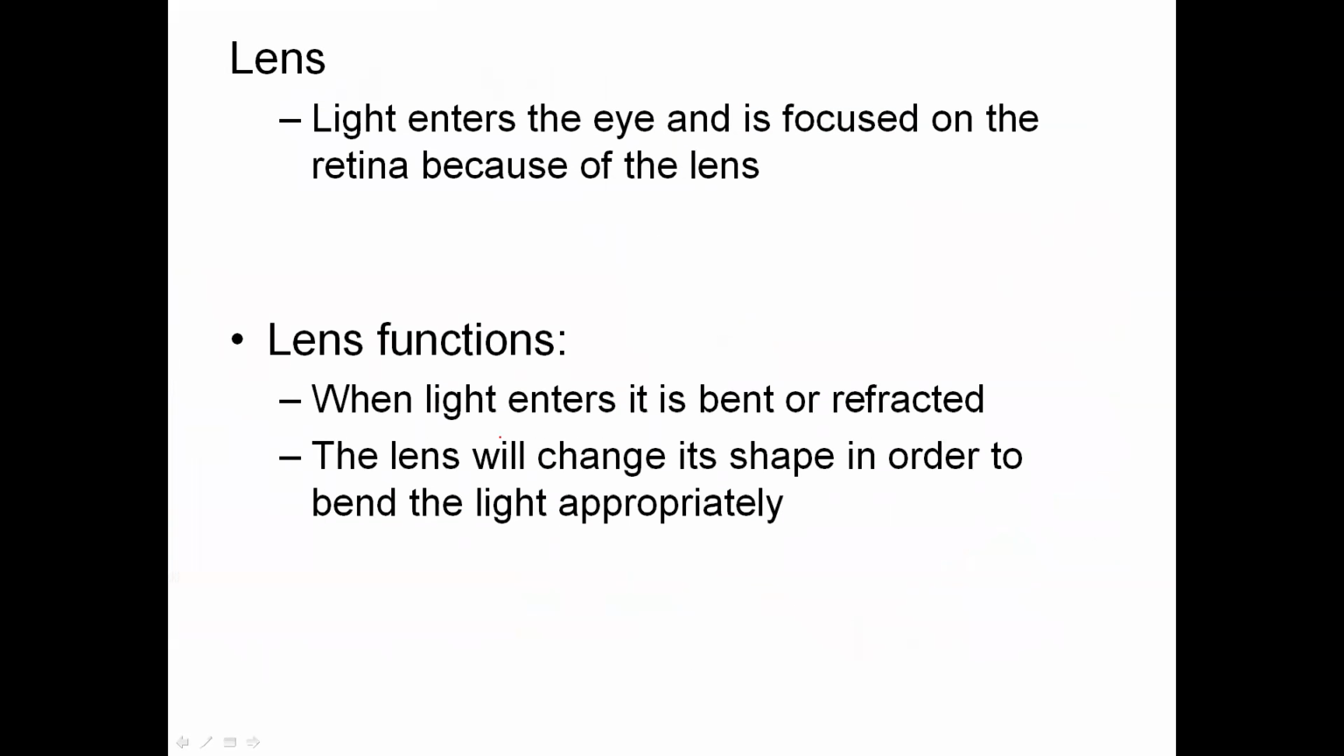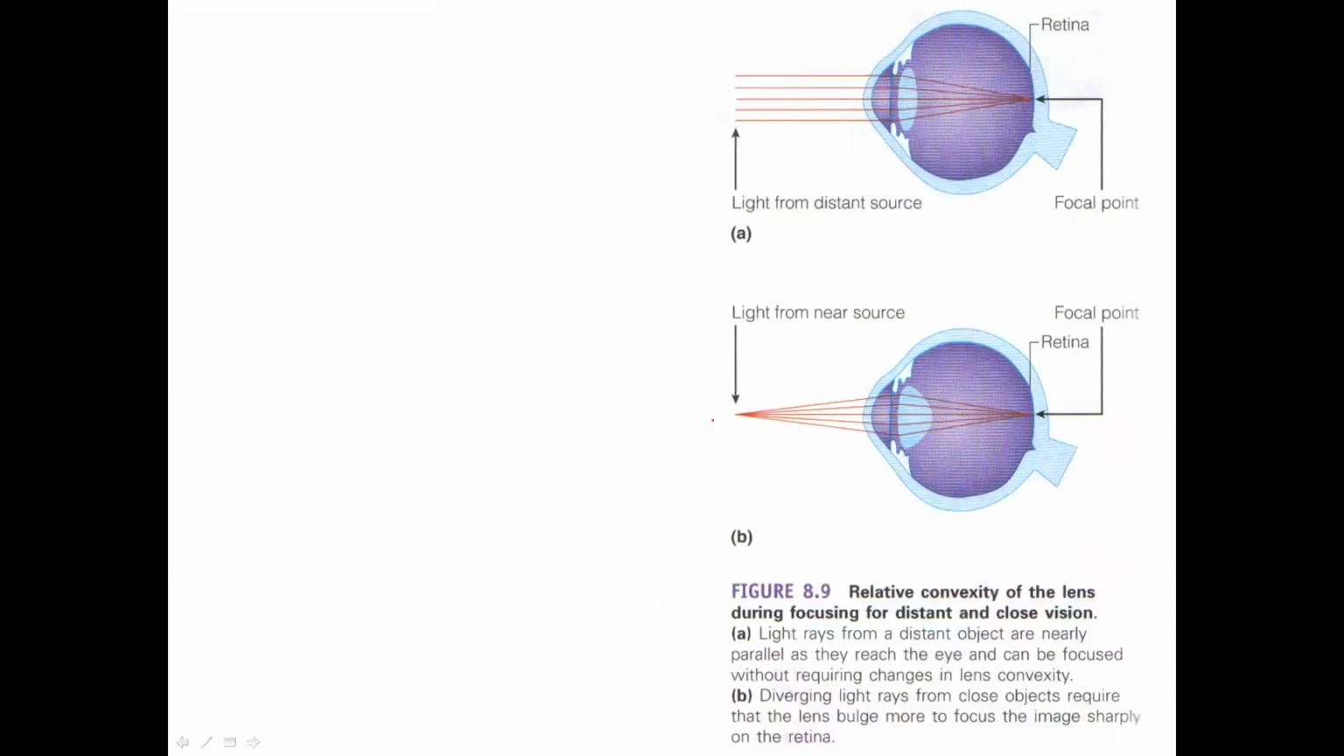Okay, the lens does bend. Depending on where you're looking and how you're looking, the lens does bend. So if you look here, if you're looking at something from far away, a distant source, the lens tends to relax. If you compare it to this lens, which is bulged or contracting, this lens is relatively relaxed, taking the light and bending it, focusing it on the back of the retina.